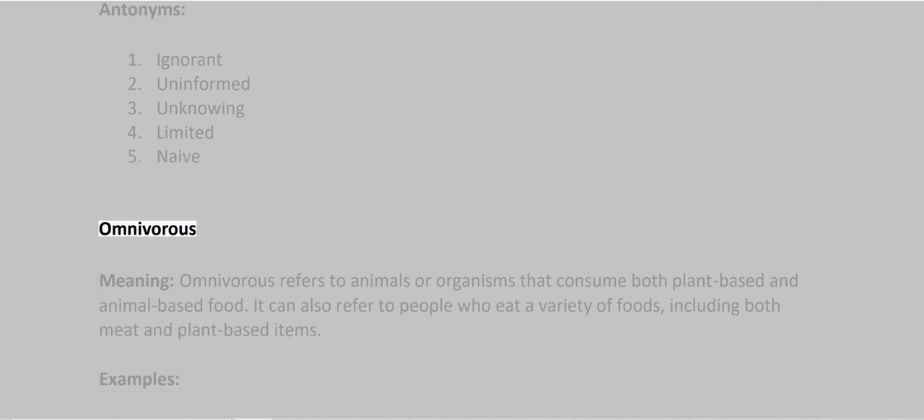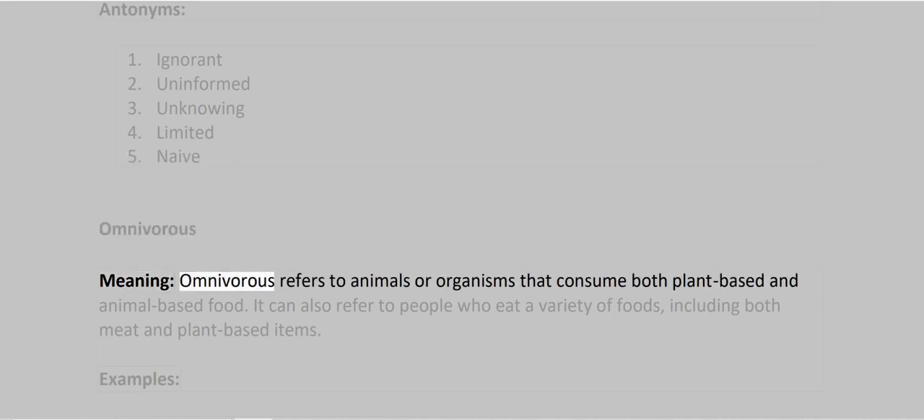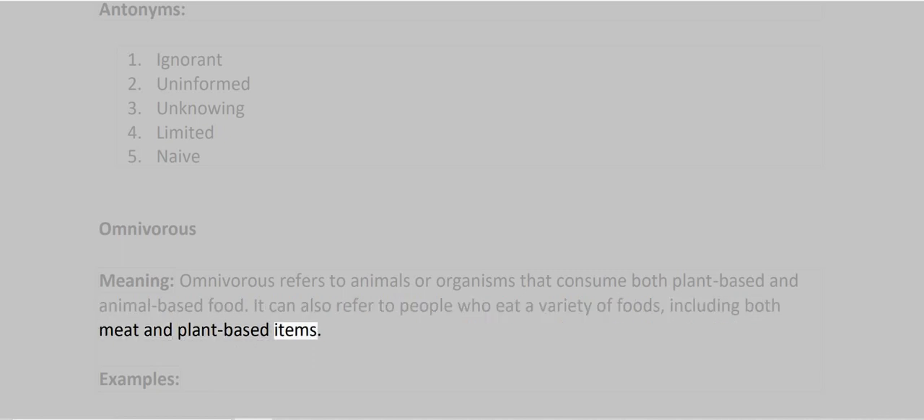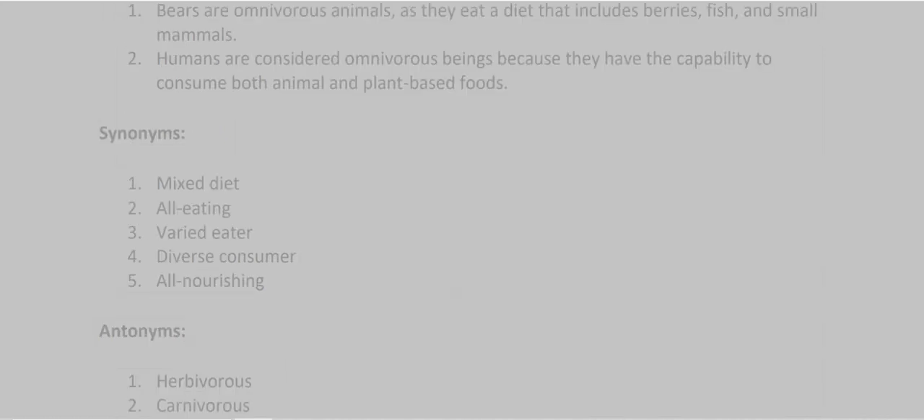Omnivorous. Meaning, omnivorous refers to animals or organisms that consume both plant-based and animal-based food. It can also refer to people who eat a variety of foods, including both meat and plant-based items. Examples. 1. Bears are omnivorous animals, as they eat a diet that includes berries, fish, and small mammals. 2. Humans are considered omnivorous beings because they have the capability to consume both animal and plant-based foods.